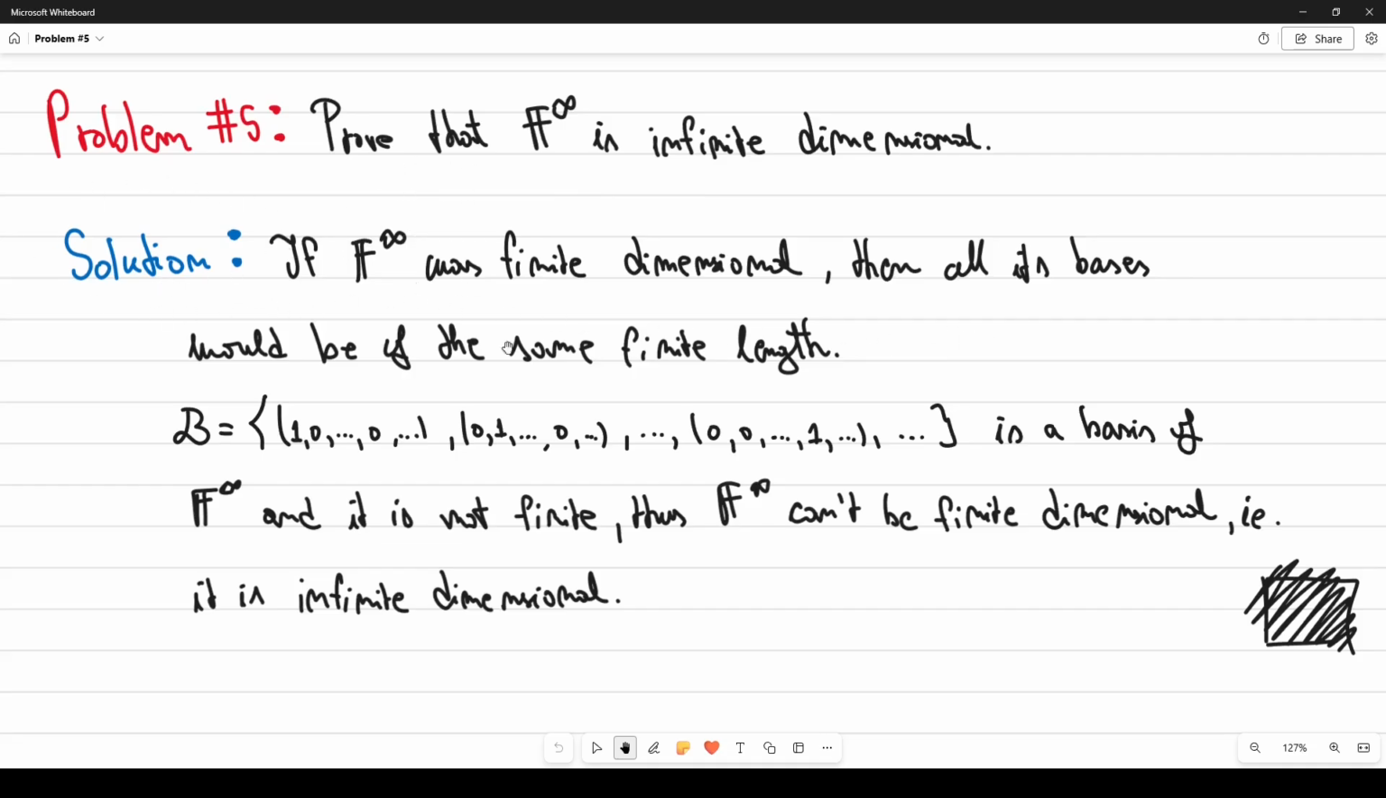So the way I've decided to show this: if this vector space was finite dimensional, then all its bases would be of the same finite length. But here is an example of a basis for this space, and it is of infinite length. It is not finite. Hence, F to infinity, the set of all sequences, cannot be finite dimensional. That means that it has to be infinite dimensional. Yeah, that would be problem 5.